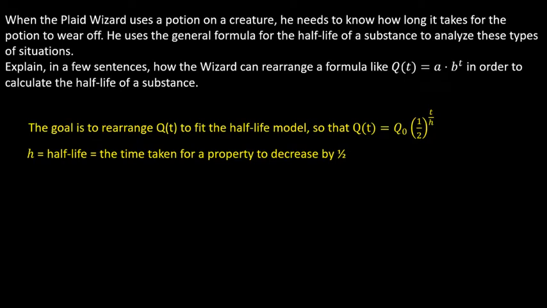Let's take a look at section 2 of project 2. This corresponds to lesson 7 of algebra 2b. Their first question is kind of a general question about the half-life formula.